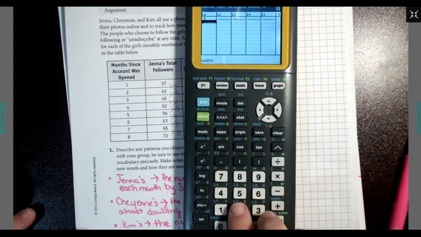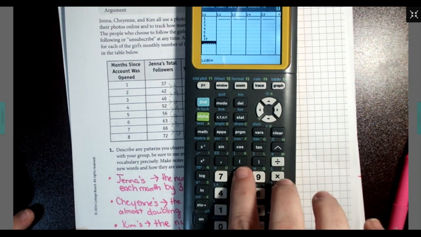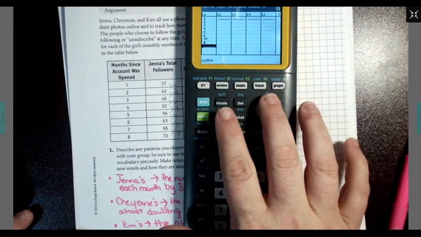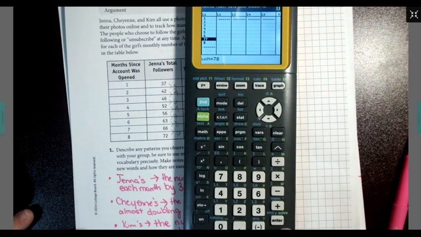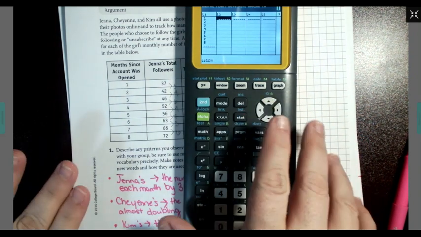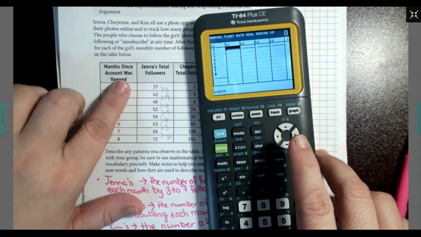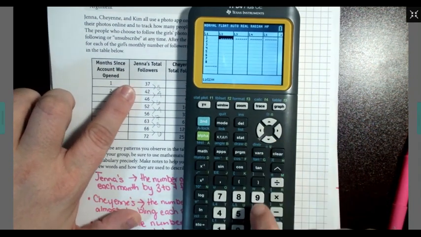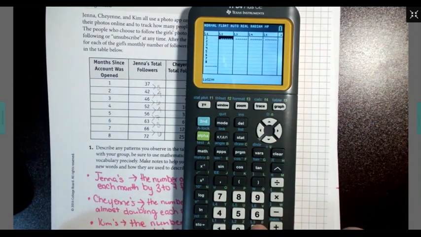So we're going to go 1, Enter, 2, Enter, 3, Enter, 4, Enter, 5, Enter, 6, Enter, 7, Enter, 8, Enter. What? I made an error, so I've got to go back and press 7, Enter, and it'll fix that up for me. In L2's column, I'm going to put Gina's followers. So I'm going to go 37, 42, 46, 52, 56, 63, 66, 72.